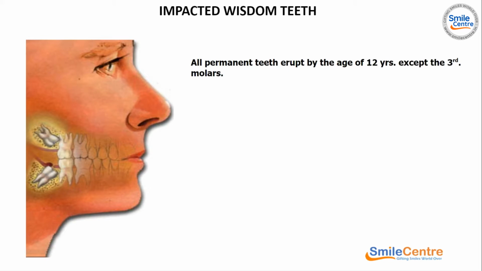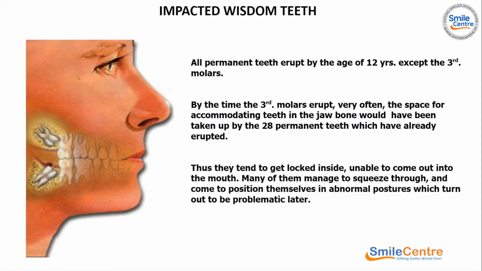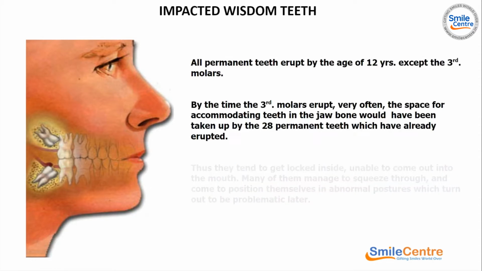Now, let's talk about wisdom teeth. Of the impacted teeth, I need to talk about wisdom teeth now. All permanent teeth erupt by the age of 12 years except the third molars. By the time the third molars erupt, very often the space for accommodating teeth in the jawbone would have been taken up by the 28 permanent teeth which have already erupted. Thus, they tend to get locked inside, unable to come out into the mouth. Many of them manage to squeeze through and position themselves in abnormal postures, which turns out to be problematic later.